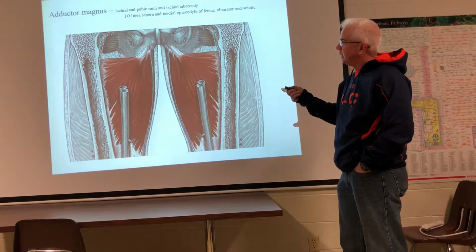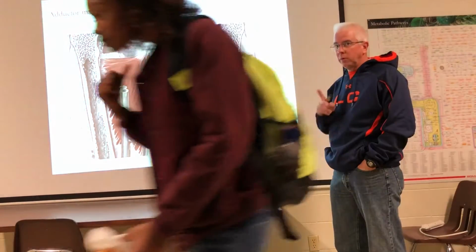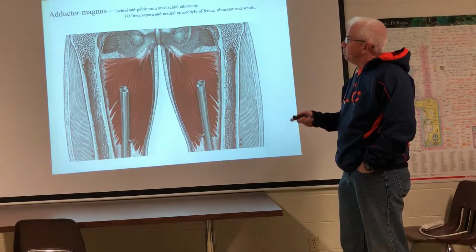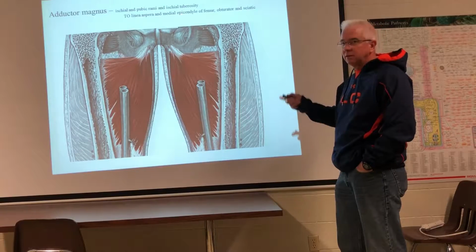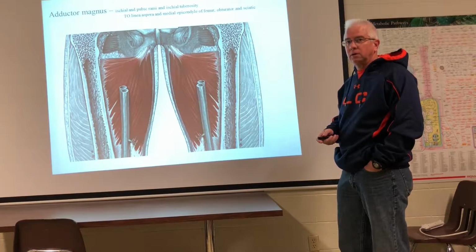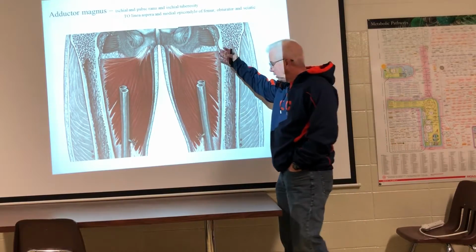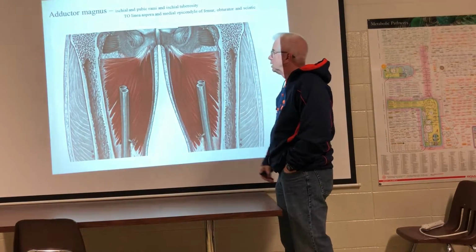You can see that it attaches not only to the linea aspera, that's where we've been putting all the other adductors, but it also has an attachment all the way down to the medial epicondyle of the femur. So the linea aspera on the posterior aspect of the femur and all the way down to the medial epicondyle of the femur.